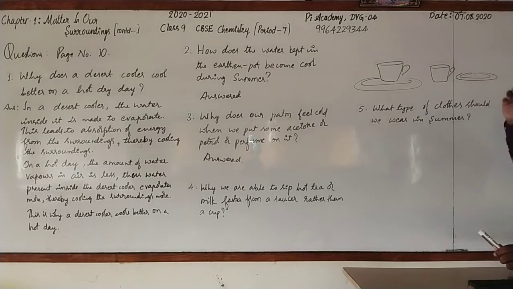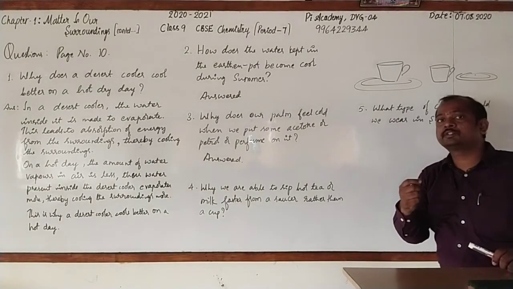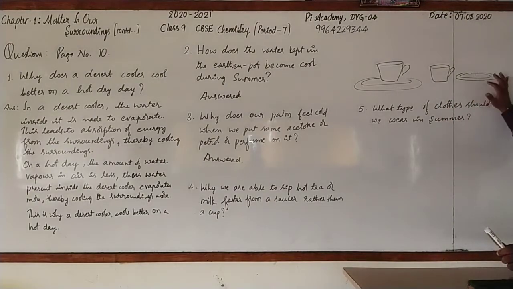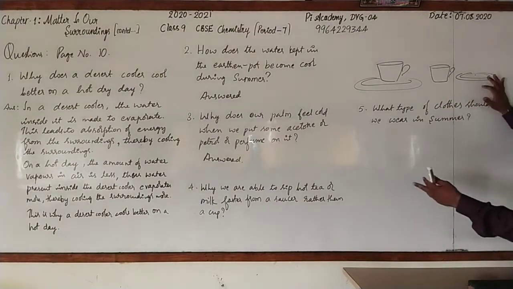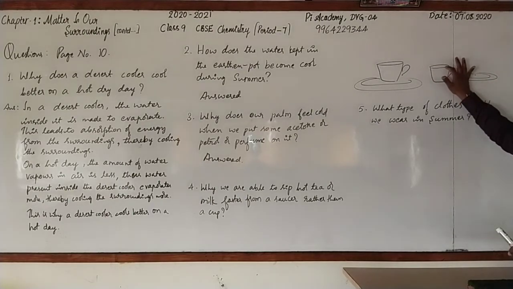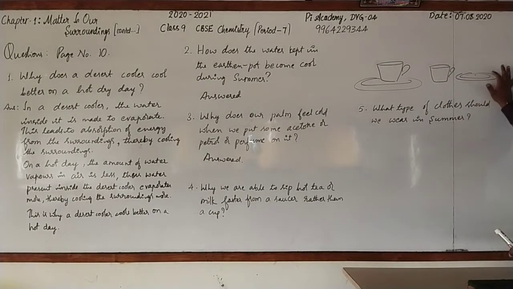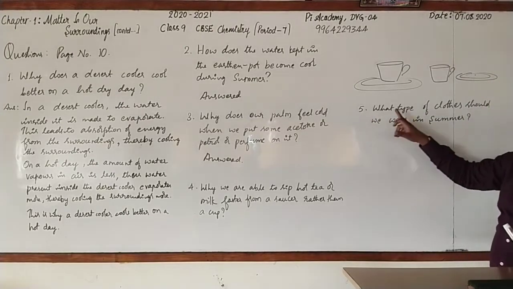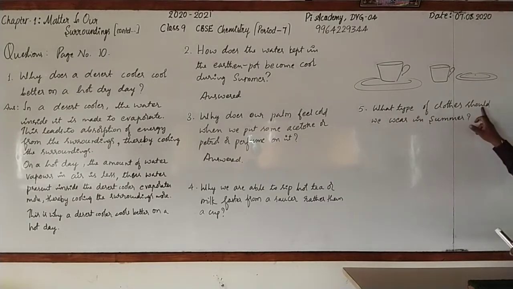As a result, we are able to sip the hot tea easily from the saucer than the cup. Here the least surface area is available, here more surface area is available. Okay, and one more, fifth one, please go through this. What type of cloth should we wear in summer?